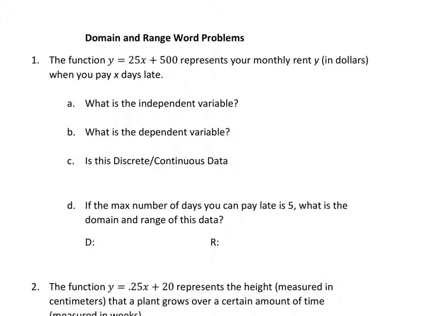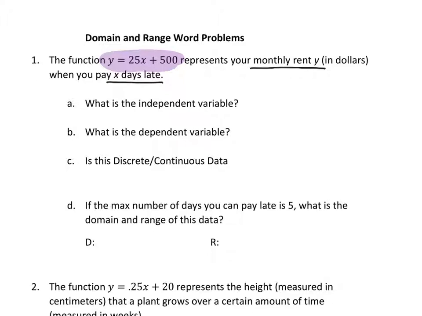It says the function y equals 25x plus 500. Oh, look, an equation. That seems important. Represents your monthly rent y. Well, there's one of our variables. Monthly rent when you pay x days late. So we now know what our variables are representing. We're going to write that down in words.